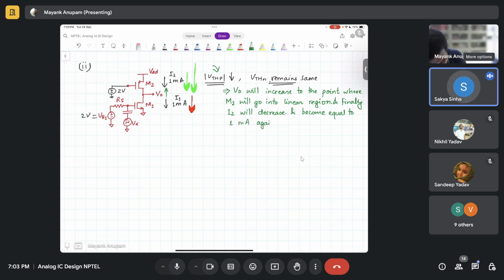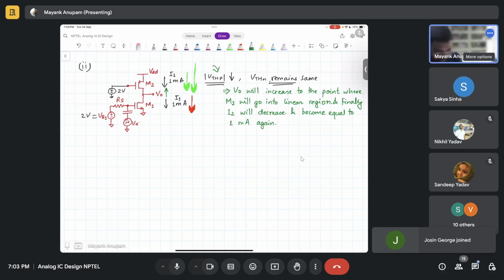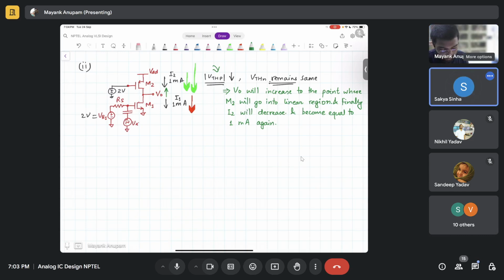So basically, you were trying to say that I2 will increase till the boundary, and then it starts decreasing, right? It will first increase because VTHP suddenly reduced, so the current will suddenly increase, and then it will start decreasing because the current demand is actually lesser, right? So if it is somewhere in the middle of saturation, it will increase till it touches the boundary of saturation and linear region, and then it will go into the linear region and start decreasing. Correct.